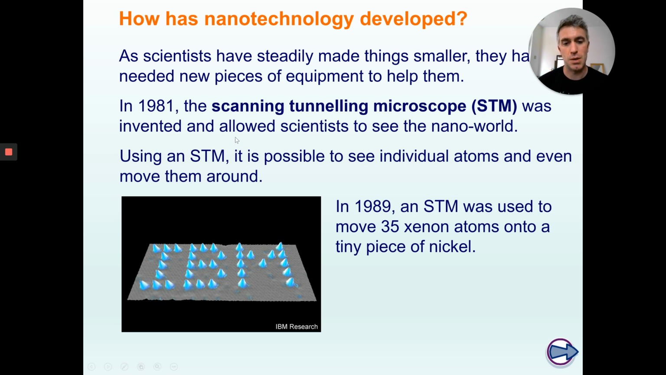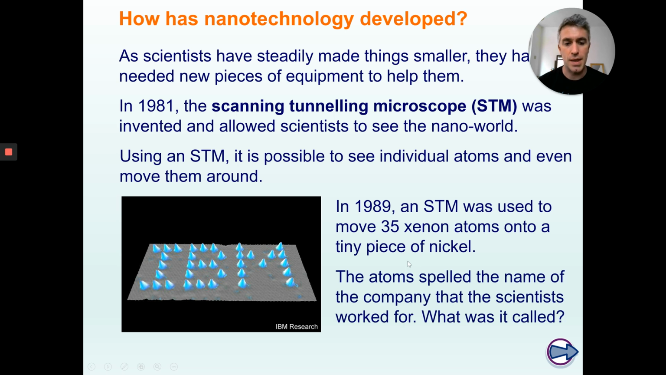They managed, here we go, in 1989, the scanning tunneling microscope was used to move 35 xenon atoms on a tiny piece of nickel. The atoms spelled the name of the company that the scientists worked for. What was it called? IBM. There we go. If you're not sure, it says IBM Research at the bottom.